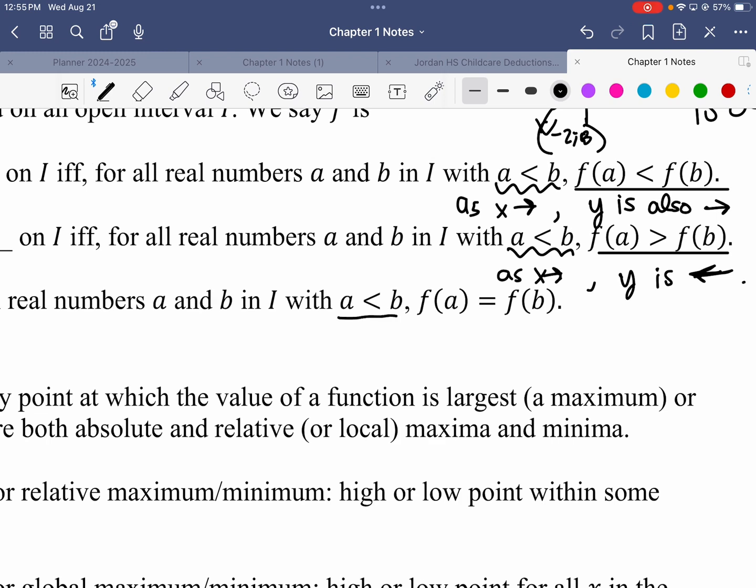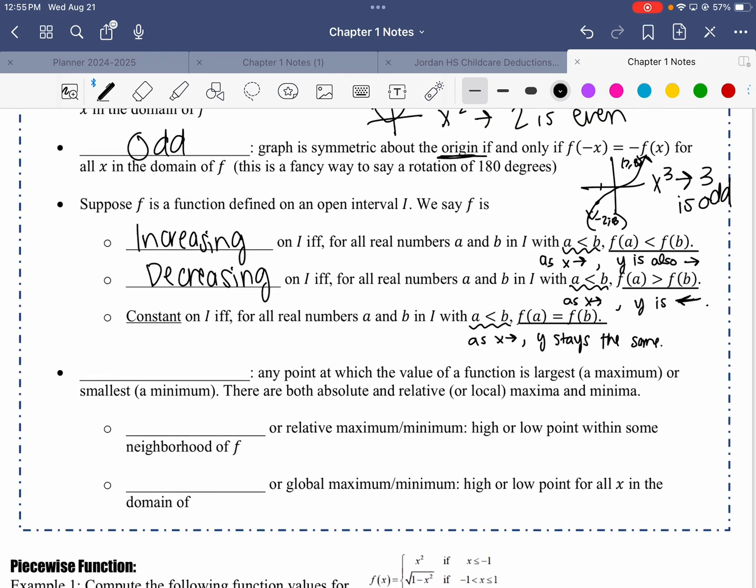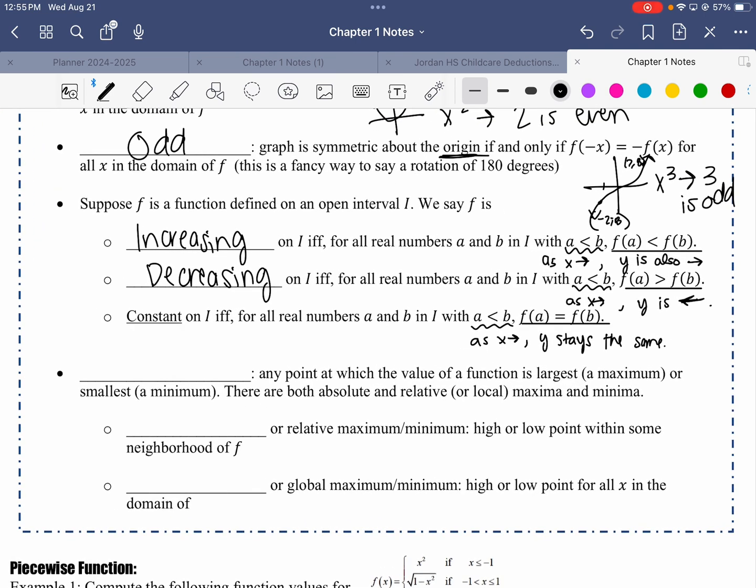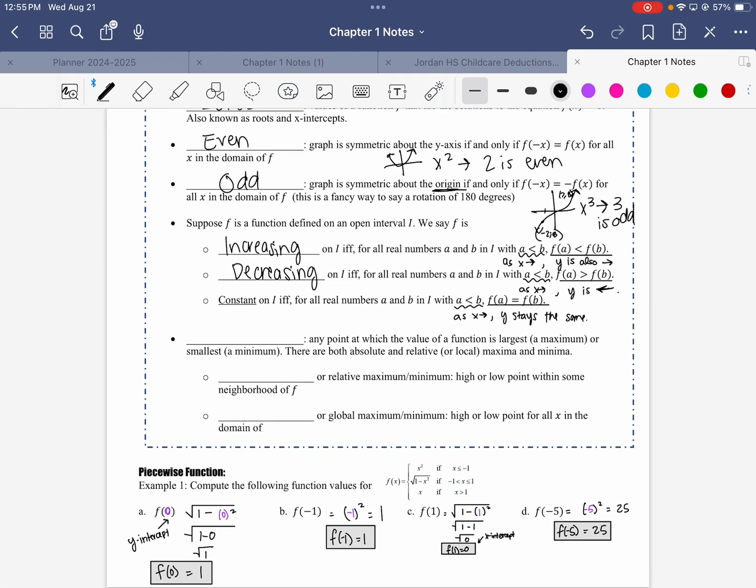And then for this one, this actually means the same thing still. It's saying as x gets bigger. And this part is saying y stays the same. Okay? You guys know those definitions. You just haven't seen them in more formal math notation. It still means what it's always meant. Okay?